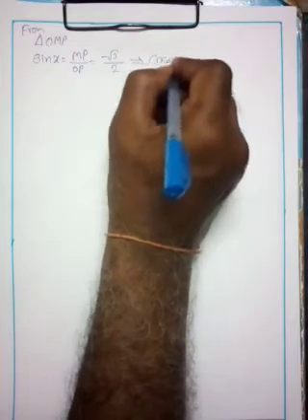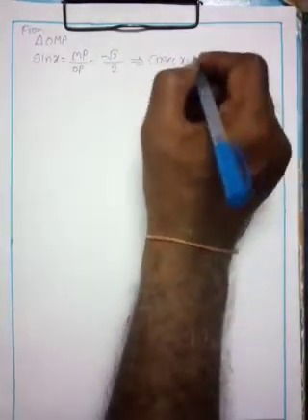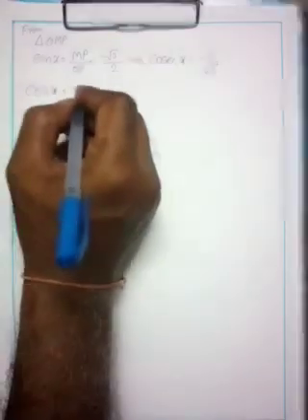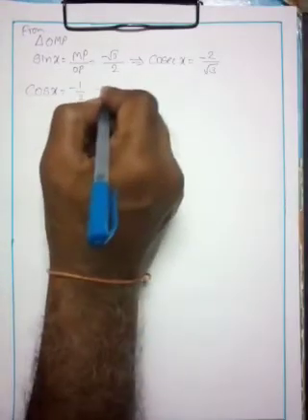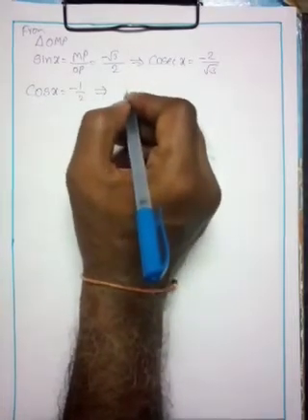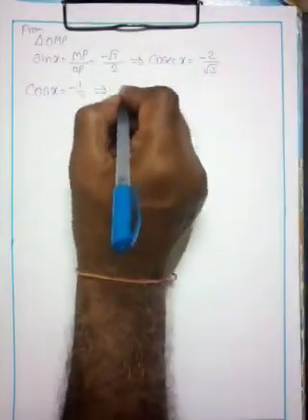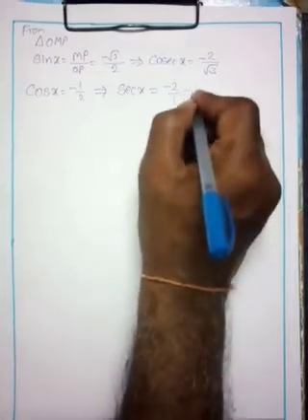Similarly, cosecant x, its reciprocal, that means minus 2 by root 3. Understood this point, my children? Right. Cos x is equal to minus 1 by 2, already given in the question itself. No need to observe the right triangle, we can directly write cos x. Then its reciprocal, secant x is equal to minus 2 by 1, that means minus 2 only. Understood this part, my children?